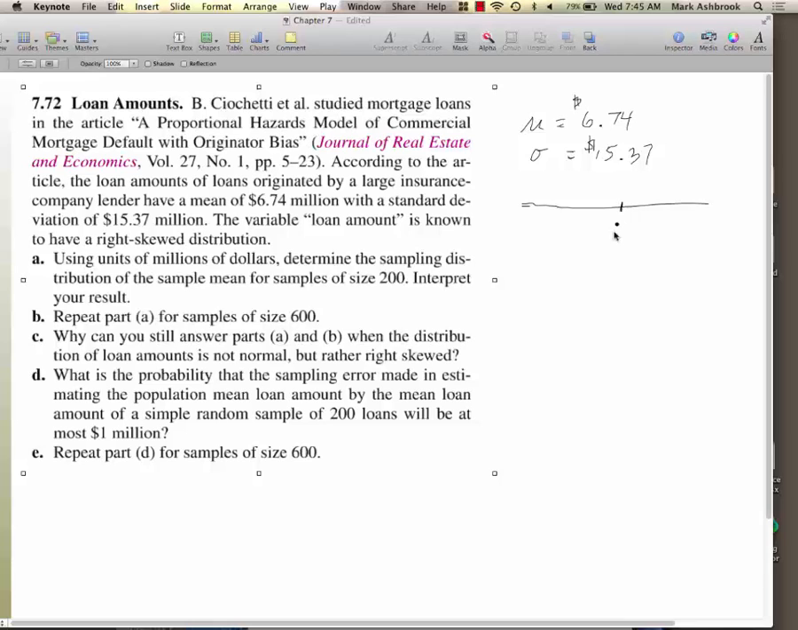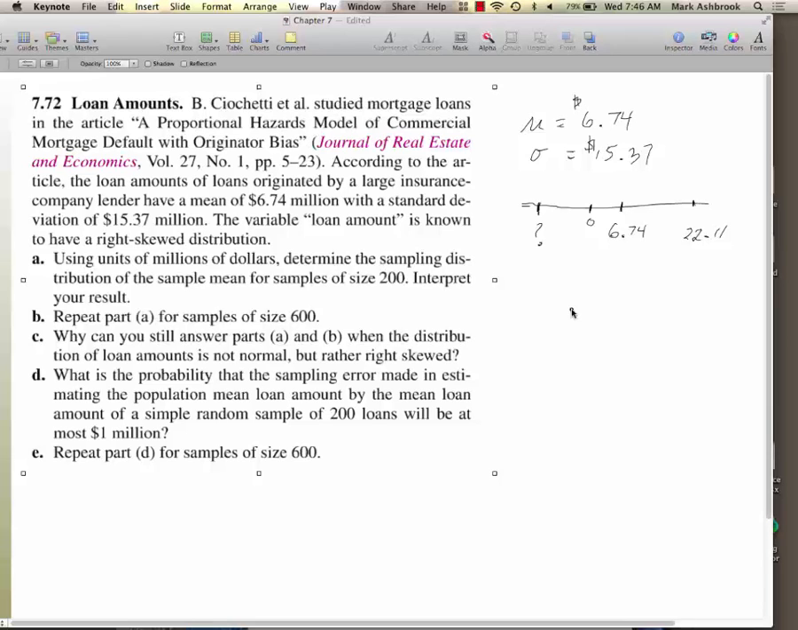So if here is our 6.74, if we tried to do our plus or minus 1, so plus 1 would be, all right, 21 something, 22 or something, all right? And then, but what about below? So here's 0. We get some negative number. So the first thing we conclude is this can't be normally distributed.